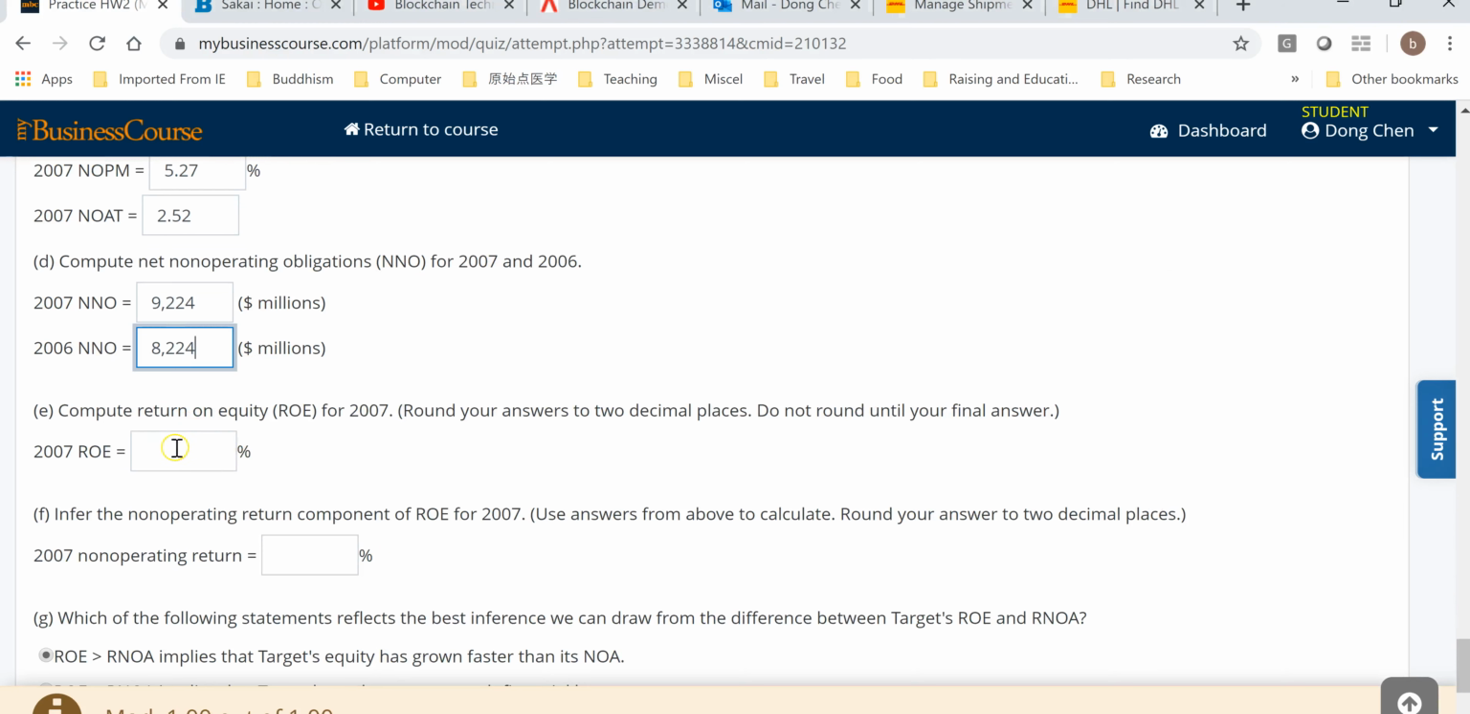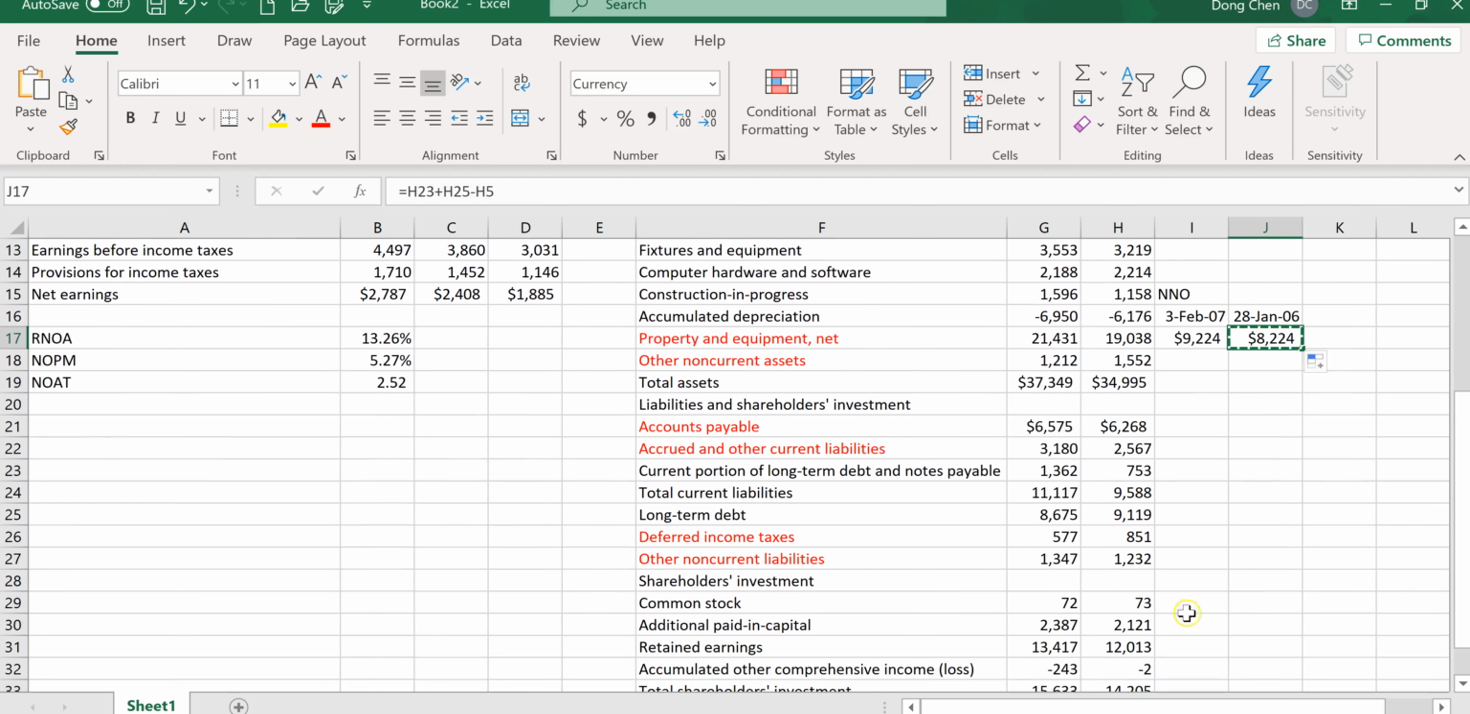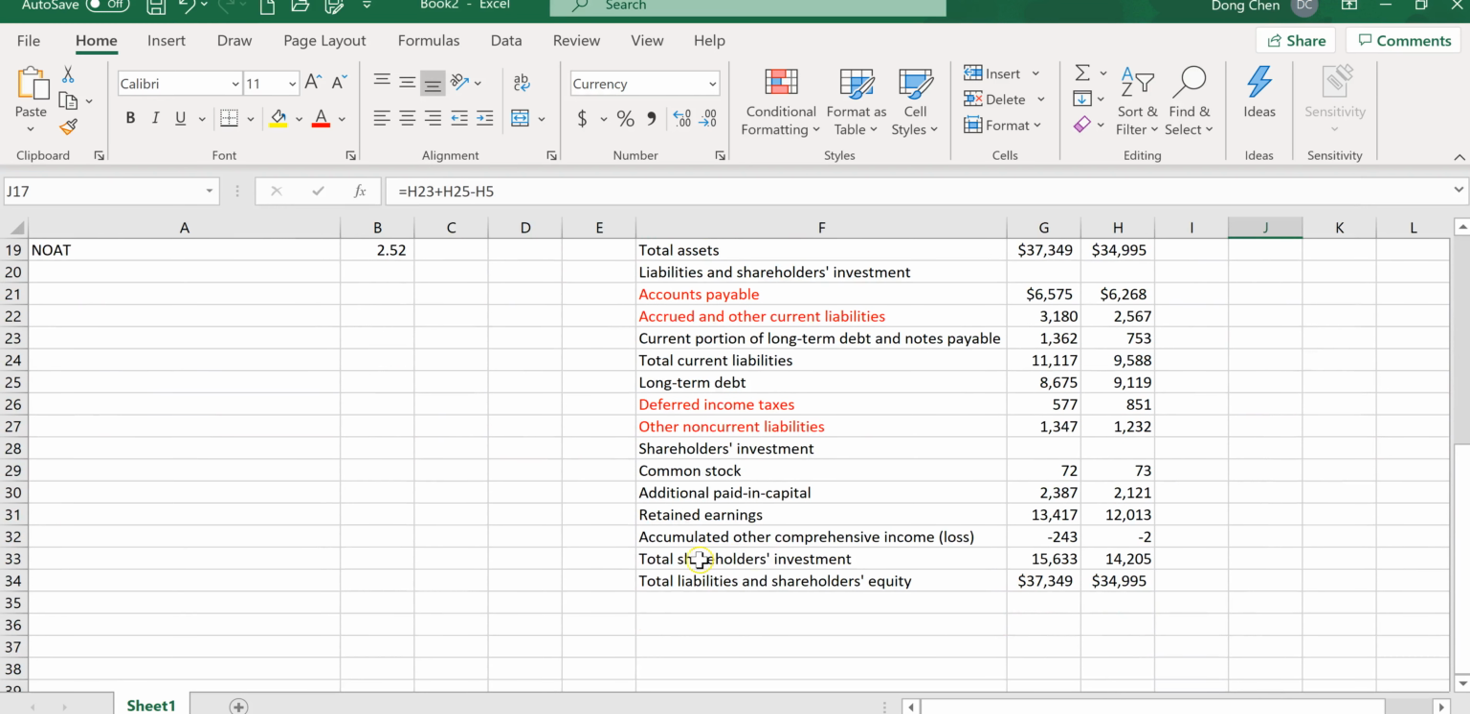Part E is compute return on equity for 2007. Round your answers to 2 decimal places. Do not round until your final answer. So for this part, we can just use the definition for ROE, right? ROE is defined to be net earnings divided by average equity, right? Average amount of equity. So total shareholders investment, that's the equity.